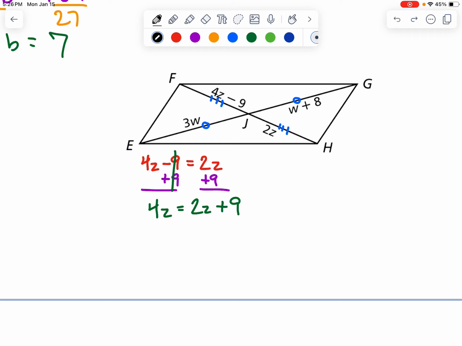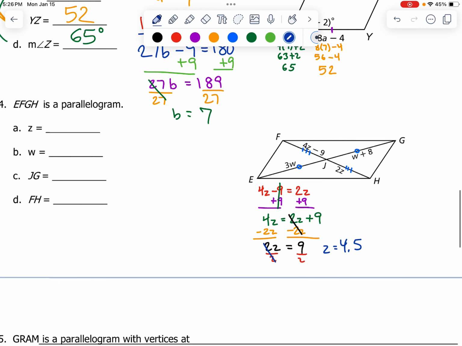Let's try that again. We're not going to move the 9. We just moved the 9 then. Sorry. Let's subtract the 2z because we need to combine the like terms. So 2z equals 9, and divide by 2. And so z equals 4.5. I think there's a place to write that down.